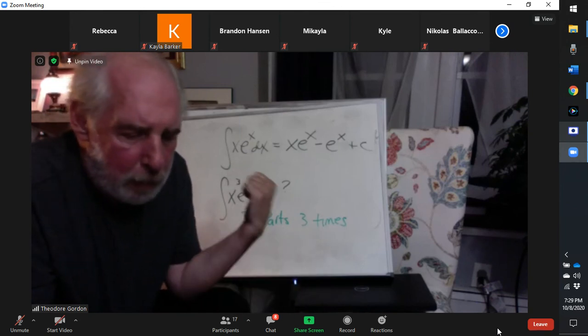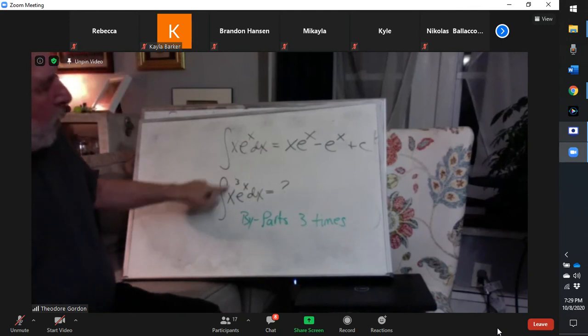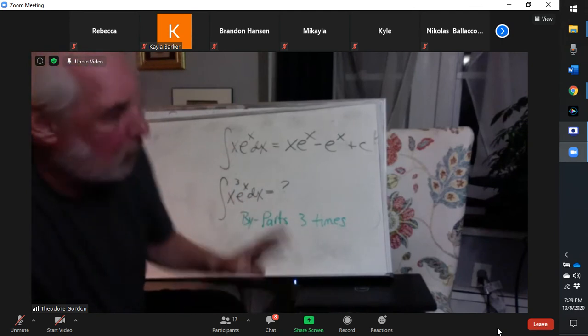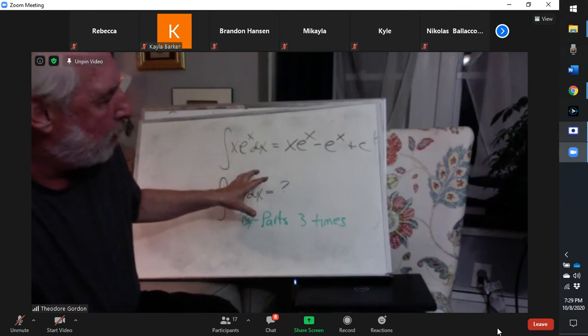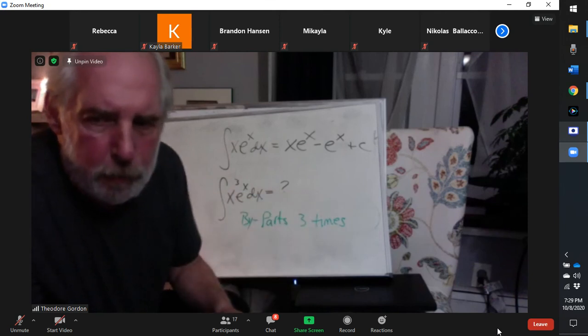There's one problem in the homework that I'm sending you. I forget what it is. It's not x cubed e to the x, it's x squared e to the x. So you're going to end up doing by parts. You do by parts the first time, and the integral that comes out of the formula will require you to do by parts again.